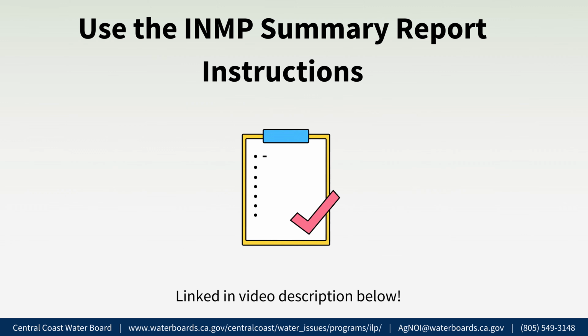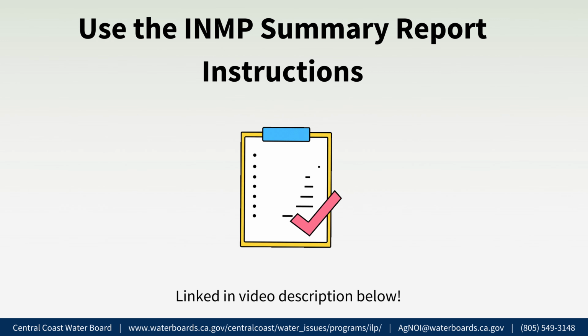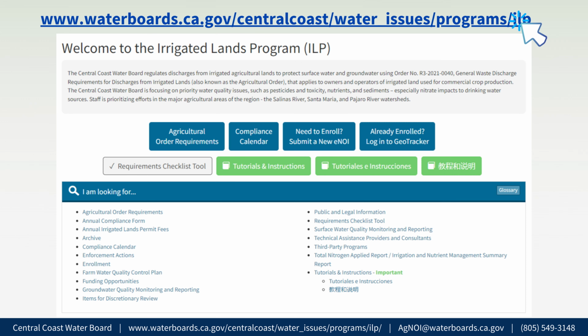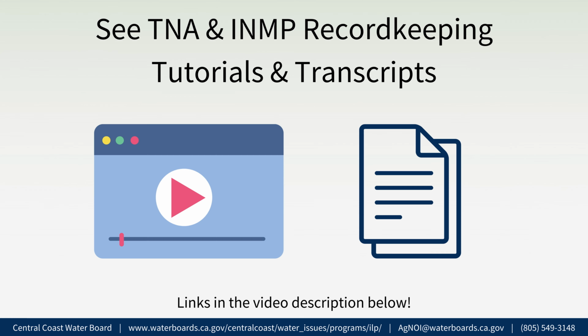Growers should use the INMP Summary Reporting instructions to help with INMP record keeping and reporting. To find these instructions and other helpful INMP Summary Reporting resources, including information about optional reporting on exemptions and other removal methods, please visit the Irrigated Lands Program website. For detailed instructions on TNA and INMP record keeping, please see the TNA and INMP record keeping tutorials and downloadable transcripts available in the video description below.